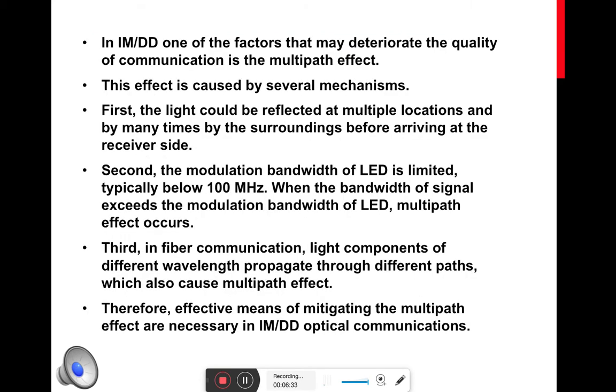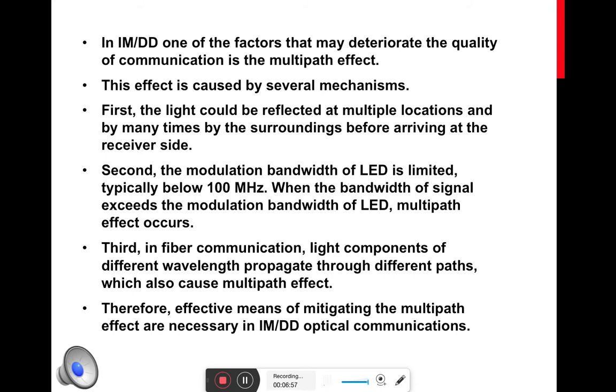So every system has certain shortcomings. One of the shortcomings of intensity modulated direct detection system is its multipath effect. What is this multipath effect? The cause of multipath effect can be mentioned in three. One is that the light is reflected on multiple occasions by multiple surroundings. So when the light reaches the receiver end, there are chances that it gets lost.